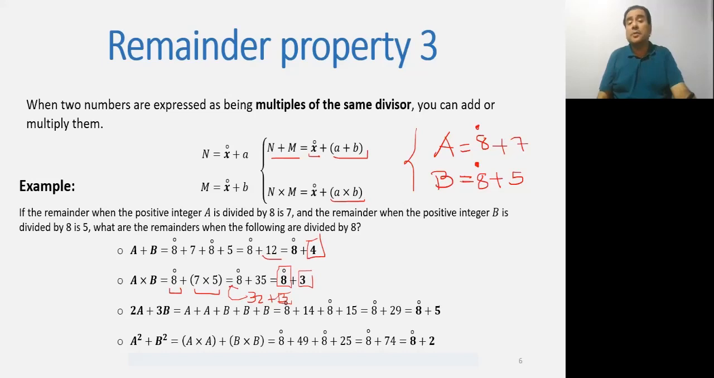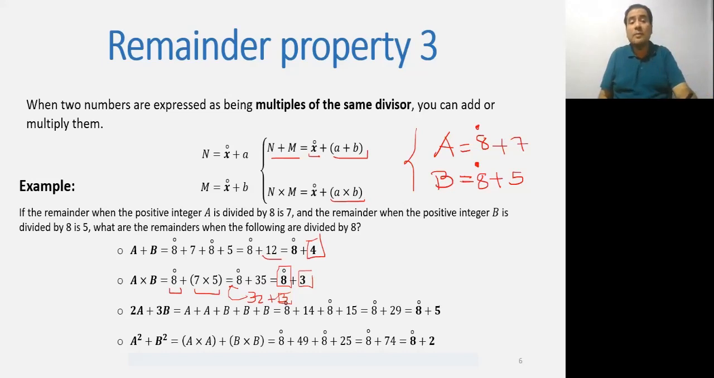You can also use the properties to find what remainder an algebraic expression of these two variables or integers can have regarding the original divisor, which is 8. For example, 2a plus 3b. If I divide that by 8, what's the remainder?